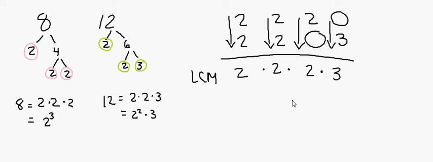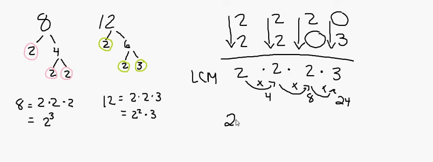So let's try this out. 2 times 2 gives me 4. 4 times 2 gives me 8. And 8 times 3 gives me 24. So my lowest common multiple of 8 and 12 is 24.